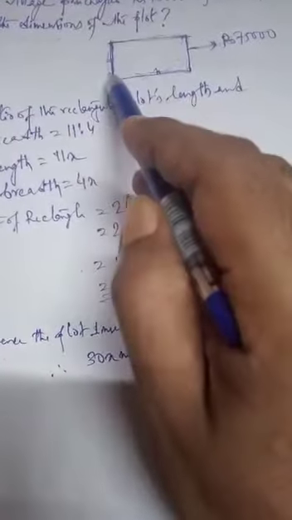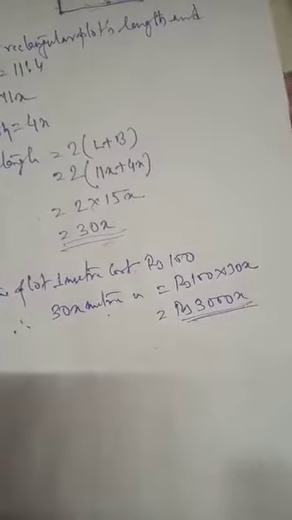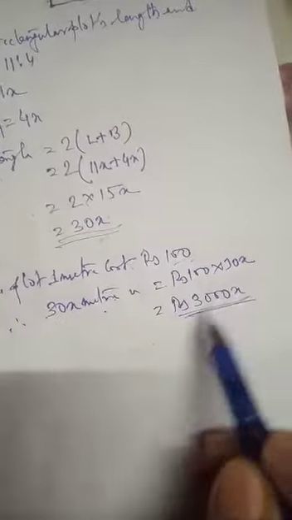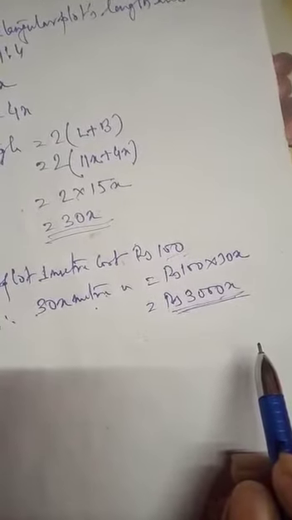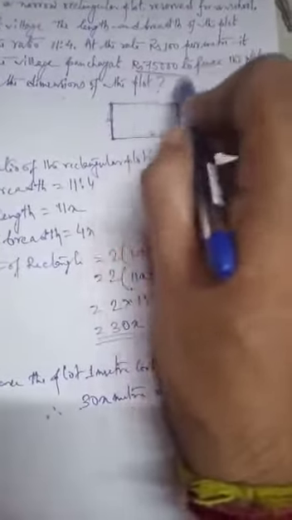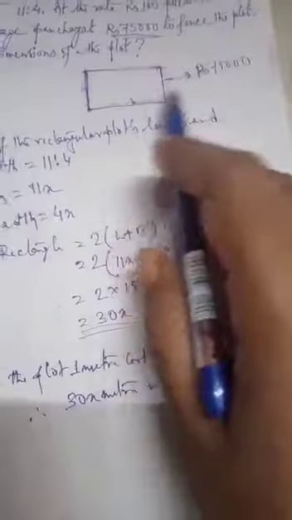So what is the total cost to fence the boundary of the rectangular plot? Our total cost is 3000x. For 1 meter the cost is 100, for 30x meters the cost is rupees 3000x. And what is given in the question? It is given that the total cost is 75,000. The panchayat spends rupees 75,000. So we can write according to the question.